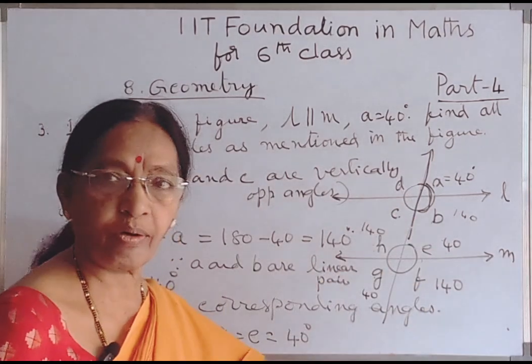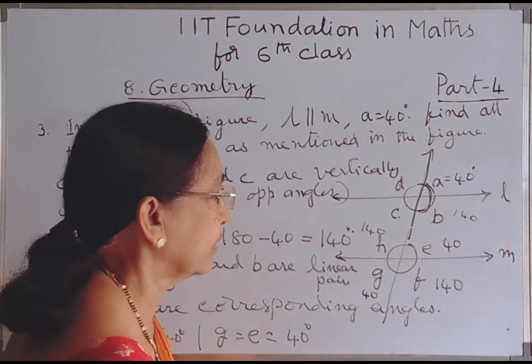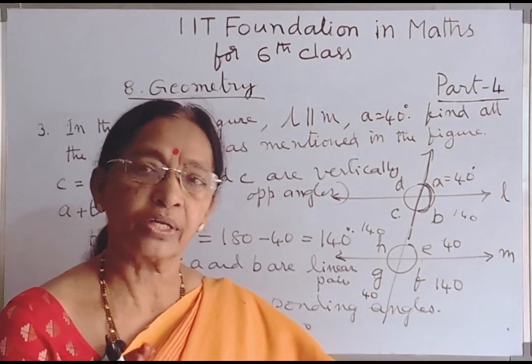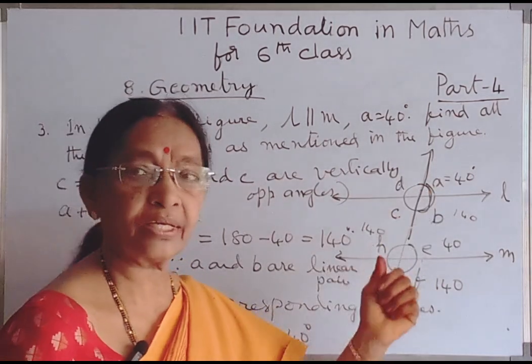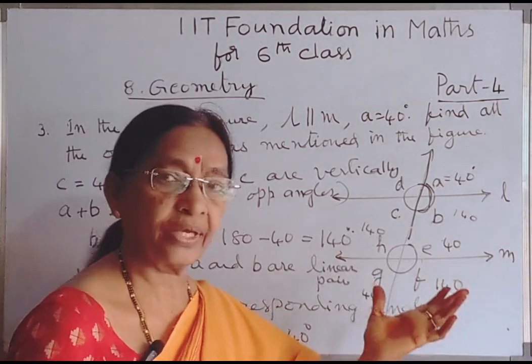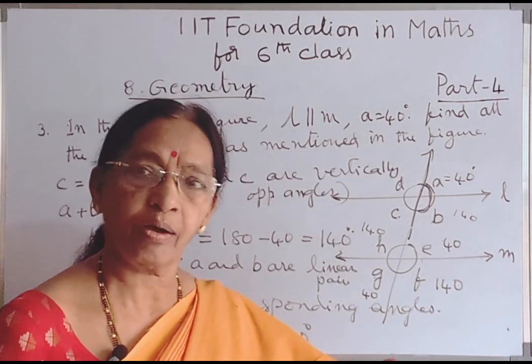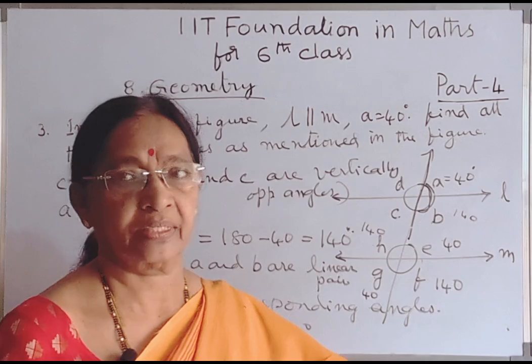Therefore, we can find all the other angles if one angle is given. And these angles have only two values, here 40 and 140. So, if we take any angle, it may be 40 or its supplementary, that is 140.